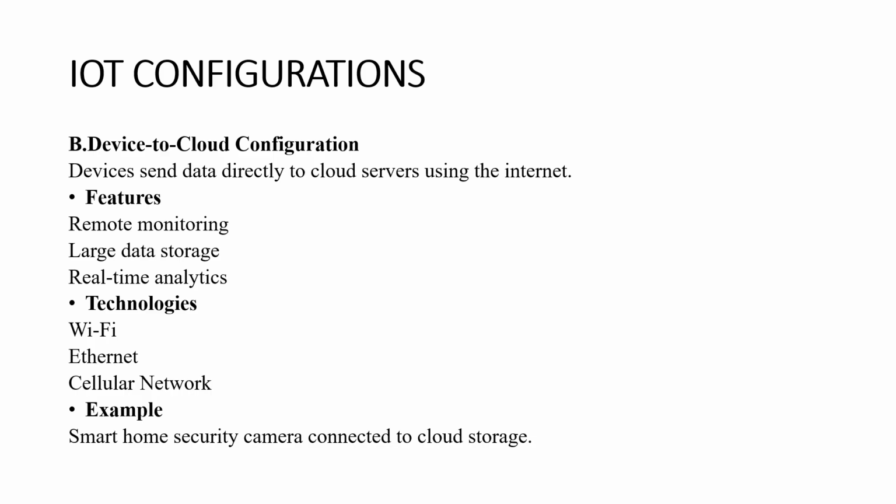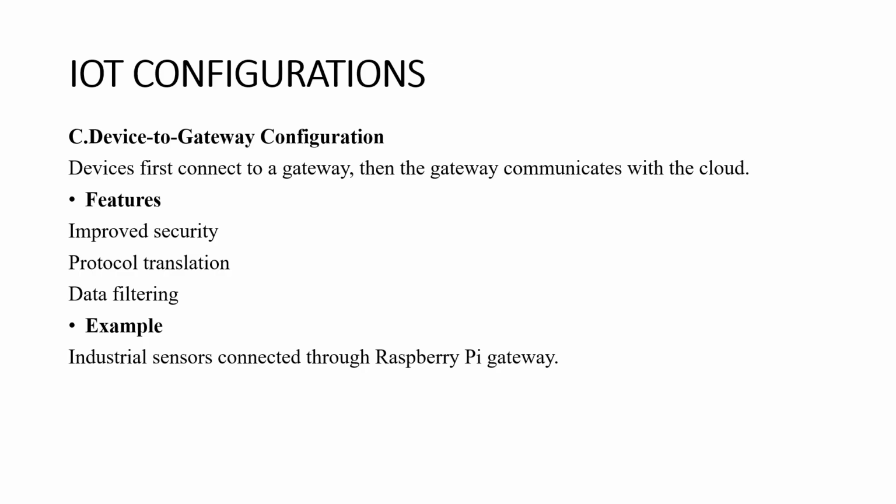The next one is device to cloud configuration. Devices send data directly to cloud servers using the internet. Here, some features are remote monitoring, large data storage, real-time analytics, etc. Here, the main example is smart home security, that is a CCTV camera. We have connected the CCTV camera to our phone, and we can view the real-time images and videos from wherever we are.